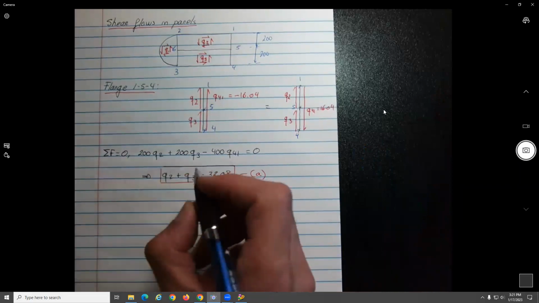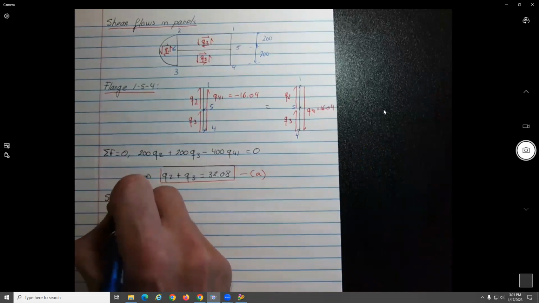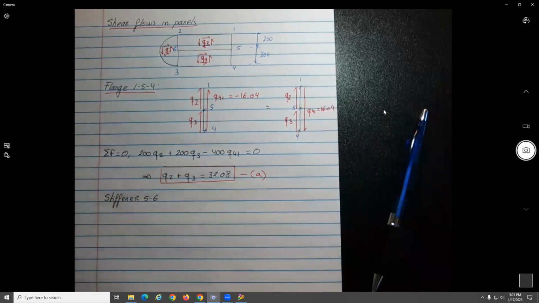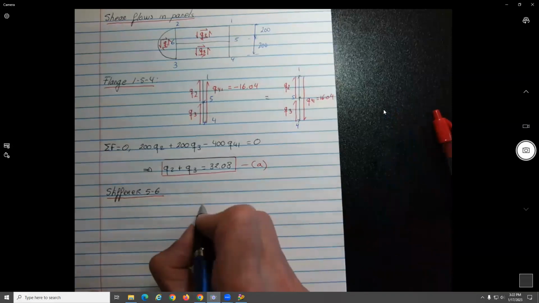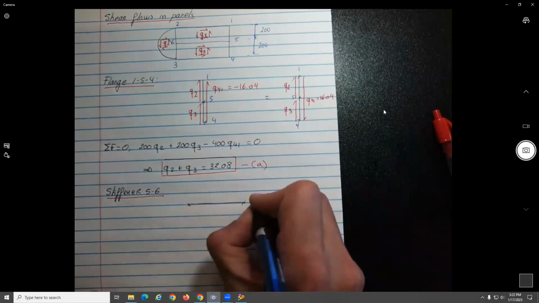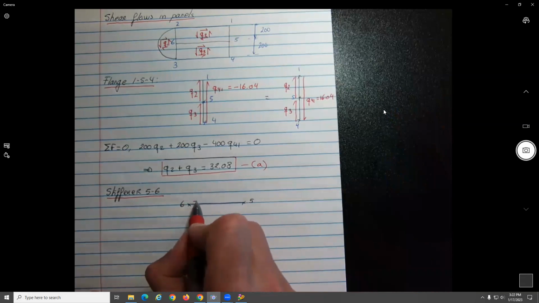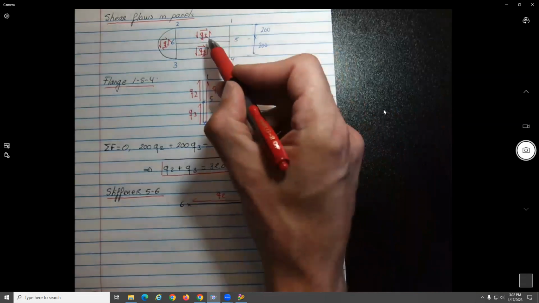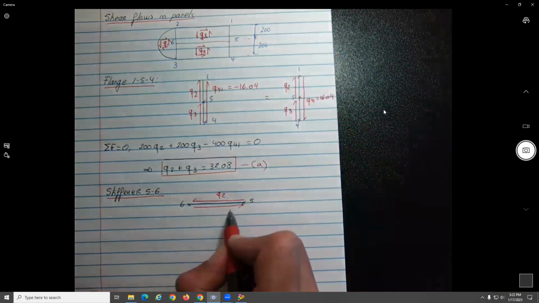Now, I'm going to look at, I'm not going to call it plan, I'm just going to call it stiffener, because it's really stiffener 5-6. So let's see what we have in 5-6. 5 is to the right, 6 is to the left. You look at this: on top, you're going to have the Q2 going to the left, and at the bottom, you're going to have the Q3 going to the right.